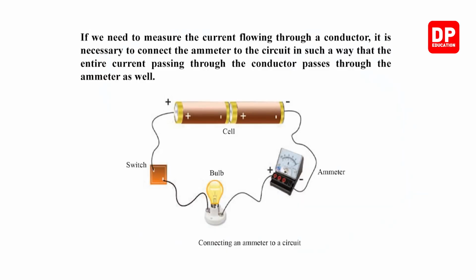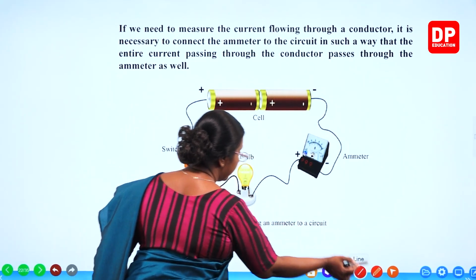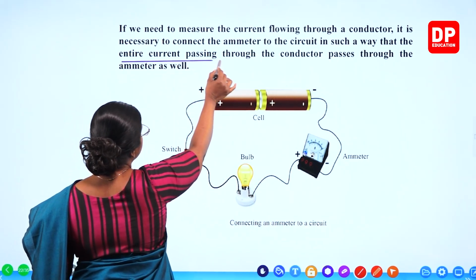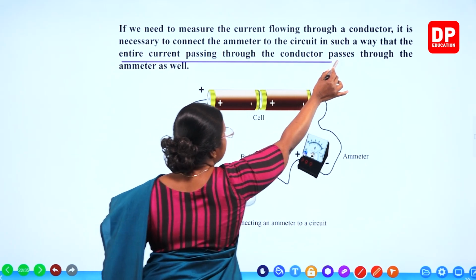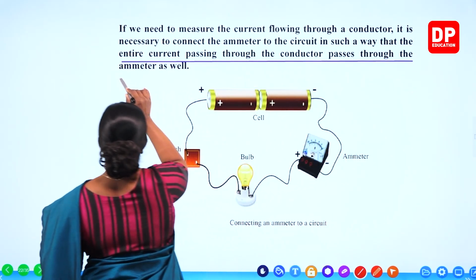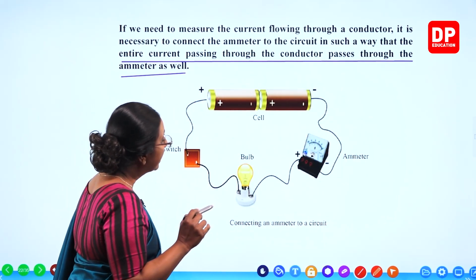So if we need to measure the current flowing through a conductor, it is necessary to connect the ammeter to the circuit in such a way that the entire current passing through the conductor passes through the ammeter as well. So here the important thing is the entire current passing through the conductor passes through the ammeter as well. So that is the reason.